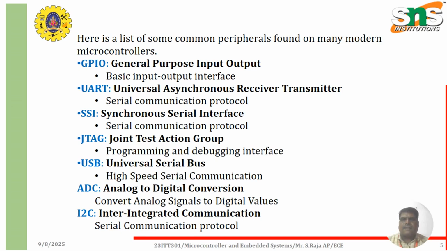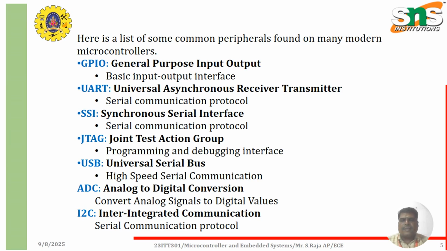So here is a list of some common peripherals found on many modern microcontrollers. GPIO, general purpose input output controller, used for basic input output interface. UART, universal asynchronous receiver transmitter, used for serial communication protocol. SSI, synchronous serial interface, used for serial communication protocol. JTAG, joint test action group, used for programming and debugging interface. USB, universal serial bus, used for high speed serial communication.